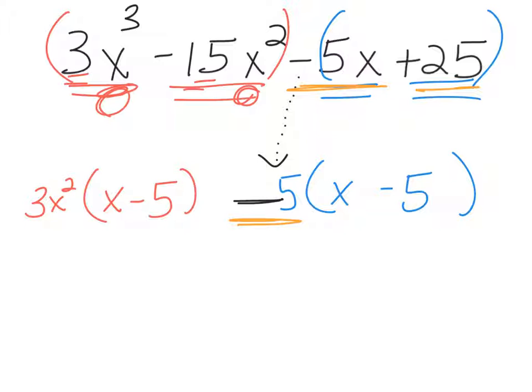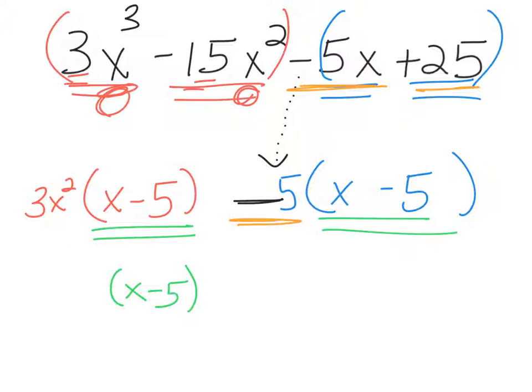Now as our check-in, we can see that what is in both parentheses is exactly the same. If they weren't the same, it means we messed up, and I would probably point you back to that negative. So our common factor is x minus 5. And what is x minus 5 going to be multiplied against? Well, it'll be multiplied by 3x squared right here, and it'll also be multiplied by negative 5. And that is our final factorization.